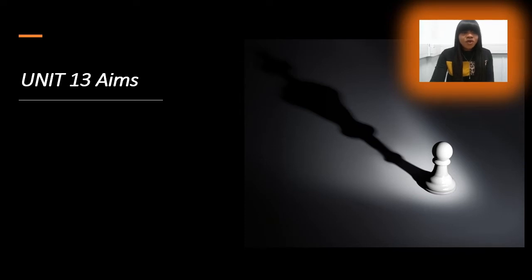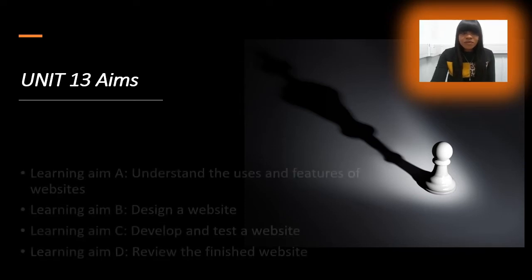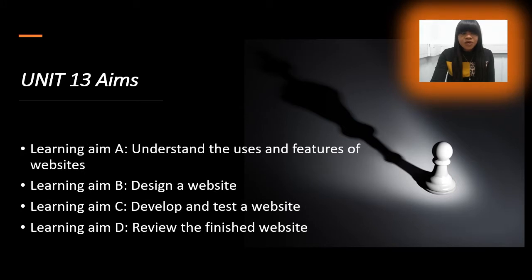So for our Unit 13 aims, the first we're going to do is Learning Aim A. This is to understand the uses and the features of a website. Then we're going to be doing Learning Aim B, design a website. Remember, we're only doing the distinction task on here.